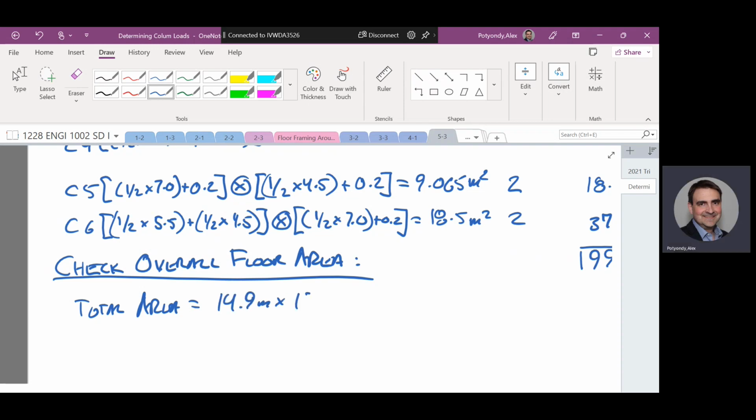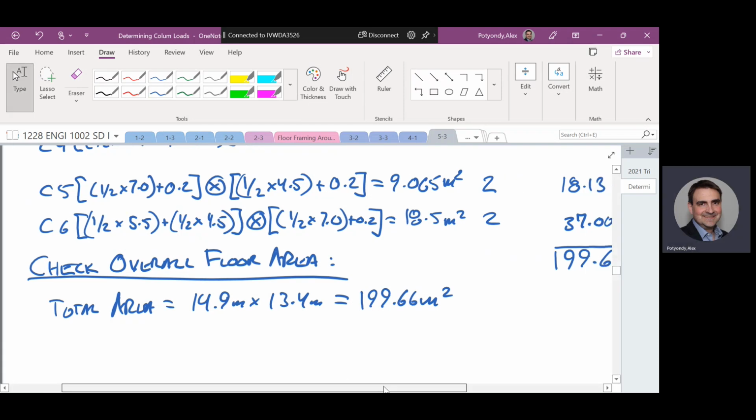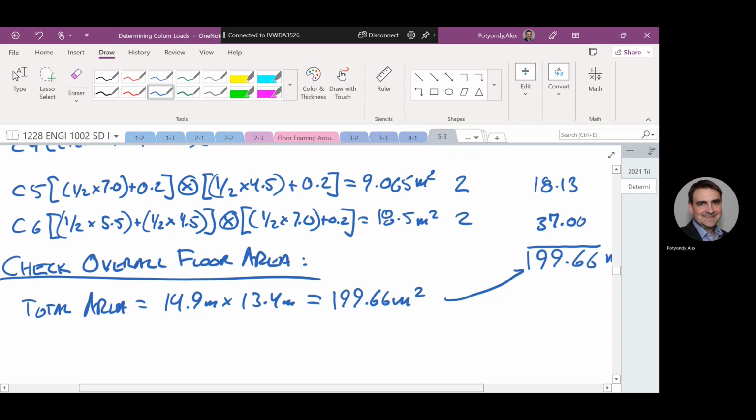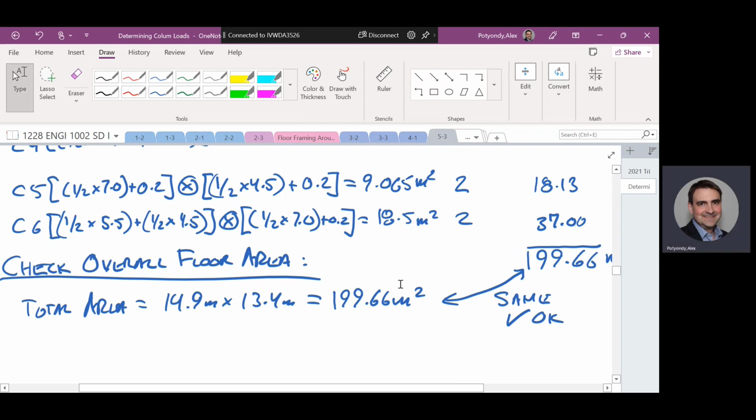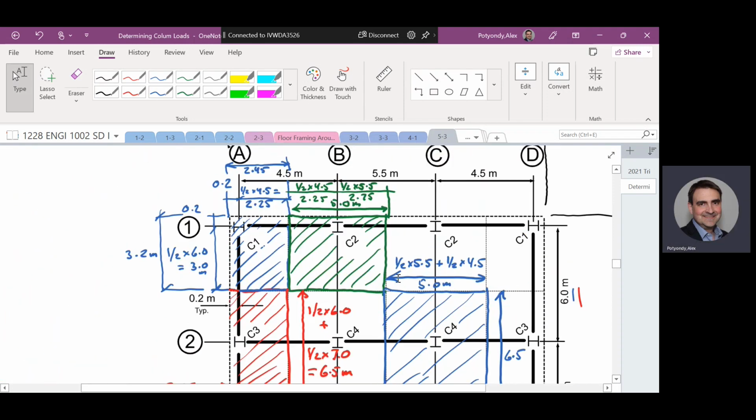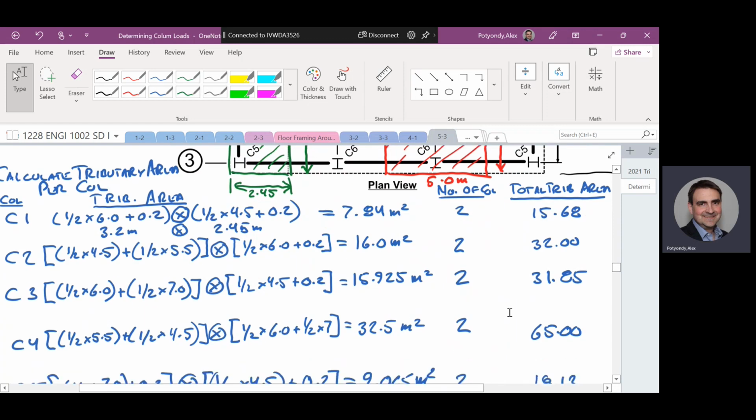14.9 meters times 13.4 meters, and I come up with 199.66 meters squared. Does that work? Exactly. Same, check, okay. That's an important check because that tells me that for each column I have the correct tributary area. I guarantee I haven't made a mistake, but it tends to align. That's the kind of stuff that you want to be doing, especially with math.